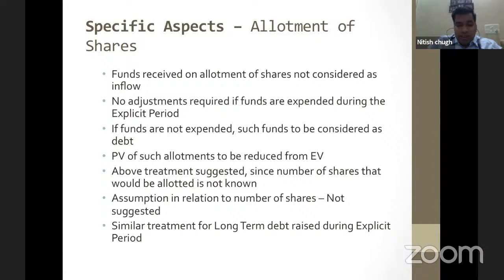The above treatment is suggested since the number of shares that would be allotted is not known. Assumption in relation to number of shares is not at all suggested. This is at par with the treatment of long-term debt raised during explicit period. The only difference is there is no interest cost, and this will not be considered for the purpose of calculating weighted average cost of capital using the CAPM model.